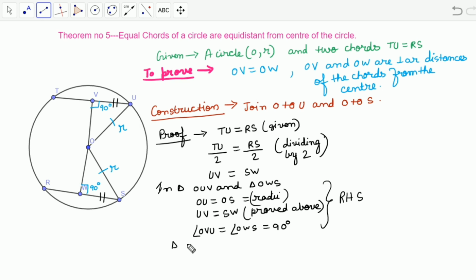Again, writing the name of the triangle, OUV is congruent to, angle V is 90 degrees and W is 90 degrees, so W will be last. OU equal to OS, so this will be the name OSW, and the congruency will be by RHS. Thus we see the corresponding parts are equal. OS equal to OW by CPCT.